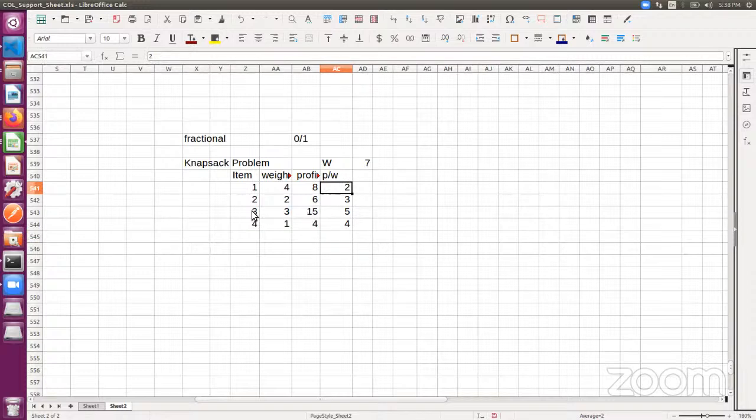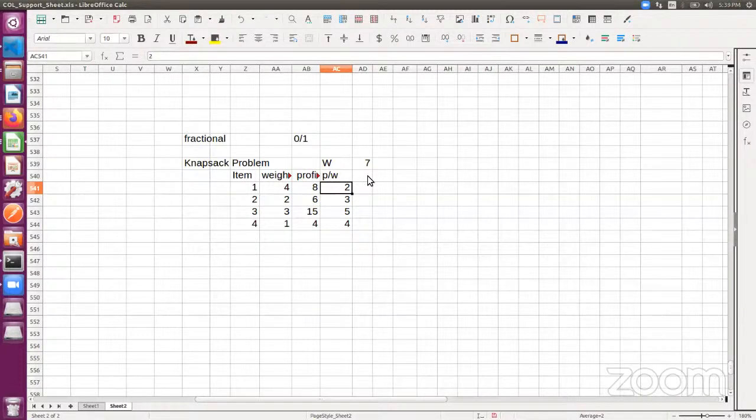Item 3 is only 3 kgs and it's giving 15 profit, and item 1 is 4 kgs and giving only 8 profit. So among item 1 and item 3, which one would you choose? Item 3, right? And item 1 would be the last option. So now what you have to do is sort it in descending order. That's it. If you are finding weight by profit, then you have to sort it in ascending order. That's all.